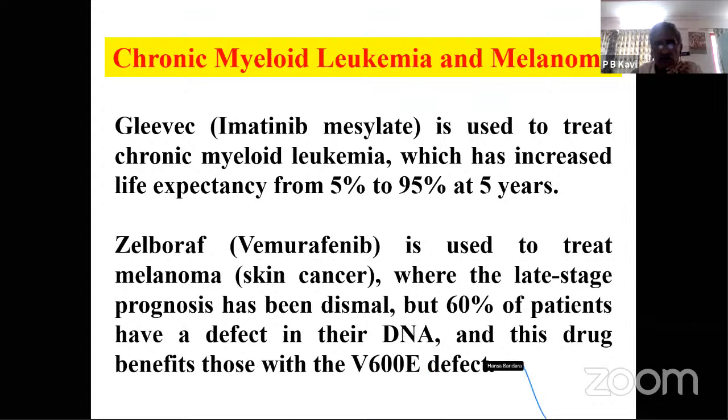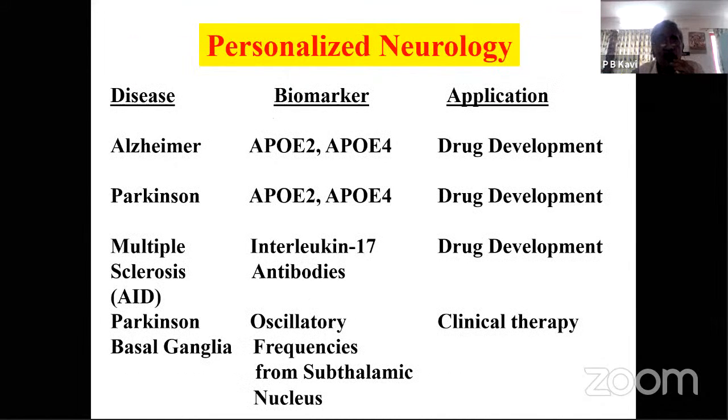So in other words, what is important is finding out the defects in the particular DNA. Finding out the defects in a particular DNA of a tumor is very, very important, and we can accordingly discover a drug, and also we can go for treatment.